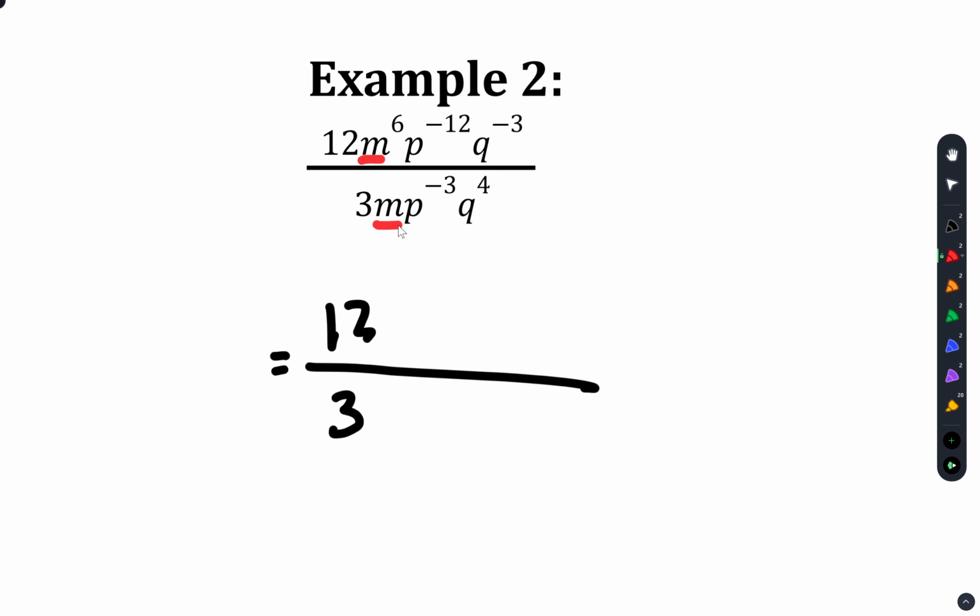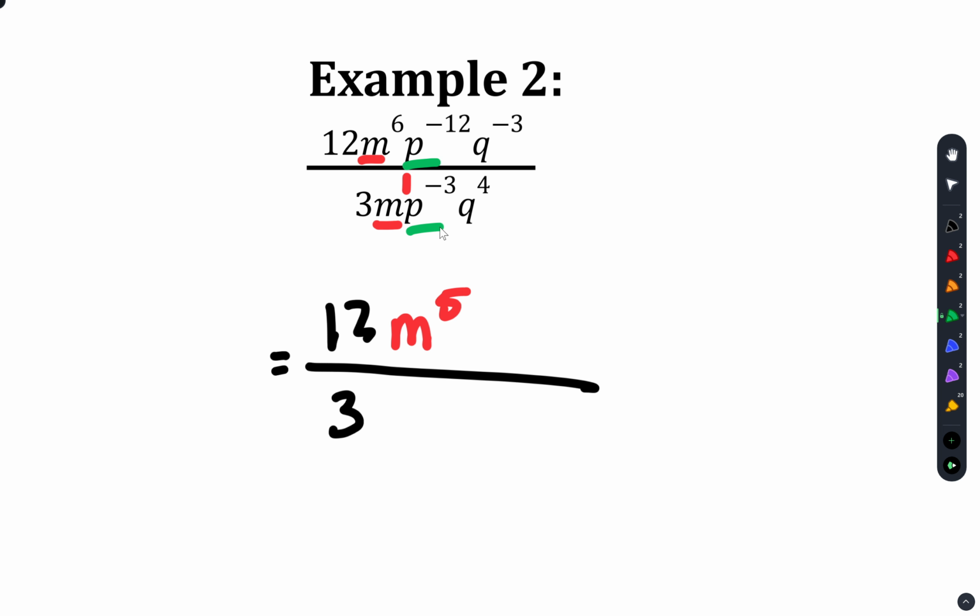So I'm going to subtract m to the 6th minus m to the 1st. So that's m to the 5th. Is that going to end up in the top or the bottom? Do you remember our rule from yesterday? It's wherever the most m's are, or where the highest exponent is. So m to the 6th is in the top, so I'm going to have m to the 5th in the top. Okay, let's talk about the p's.